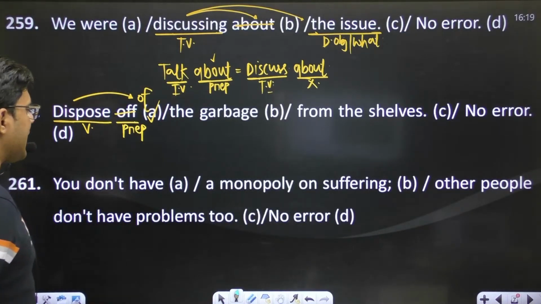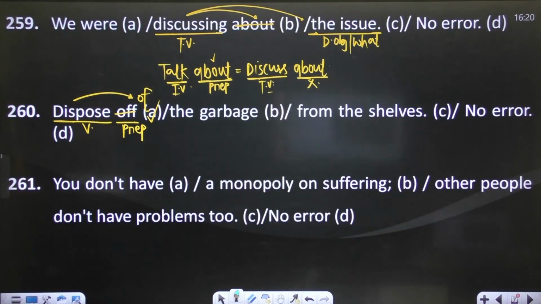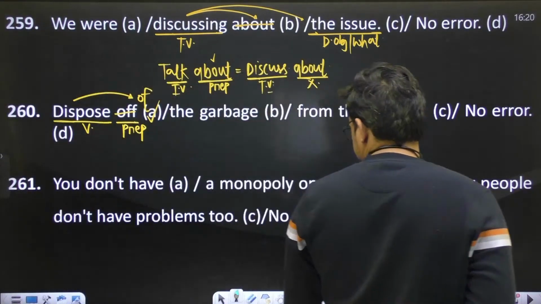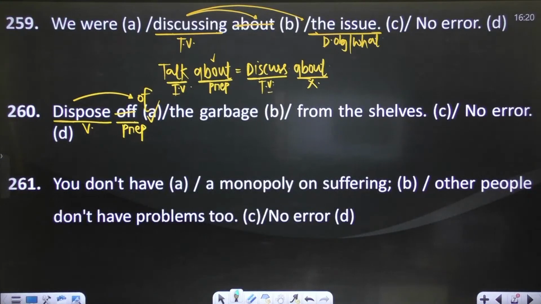You don't have a monopoly on suffering. Other people have problems too.